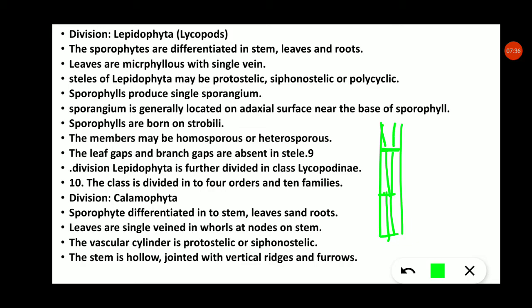Equisetum, in Equisetum, the stem is hollow. This stem is hollow, jointed. These are jointed with vertical ridges and furrows.